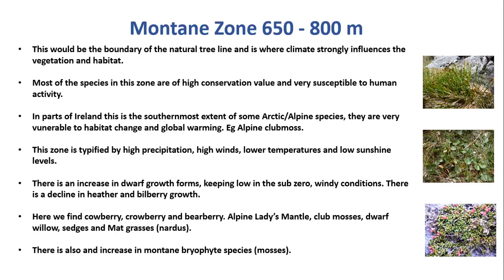So this area is typified by high precipitation, high winds, low temperatures and low sunshine because it's cloudier more than it is elsewhere. So it's quite a challenging environmental zone for the plants to live in. So you're going to get an increase in dwarf growing forms because of the windy and cold conditions. So it's wind pruning almost. So where there is heather and bilberry, they're often only a few centimetres high.